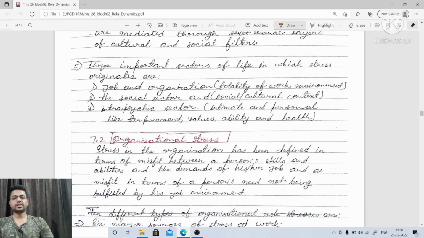So here given the three important sectors of life in which stress originates. The first given is job and organization. It means the totality of work environment. The second important sector is the social or cultural context. And the third is the intrapsychic sector. It means intimate and personal, like temperament, values, abilities, and health. Okay. So these are three different sectors in which we can get stresses.